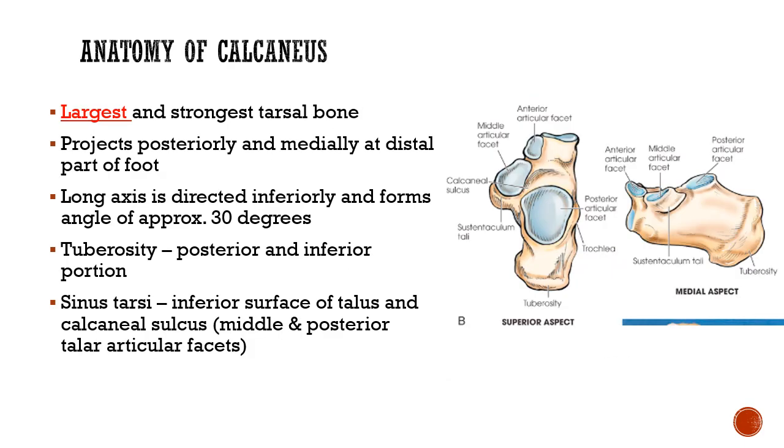The calcaneus is the largest and the strongest of the tarsal bones. It projects posteriorly at the distal part of the foot, at an angle of approximately 30 degrees. It does have a tuberosity, and that is projected posteriorly and inferiorly. It's that portion of the calcaneus. And the sinus tarsi is formed by the inferior surface of the talus and the calcaneal sulcus. So this is the location of the sinus tarsi from the superior aspect, and here's the location from the side.